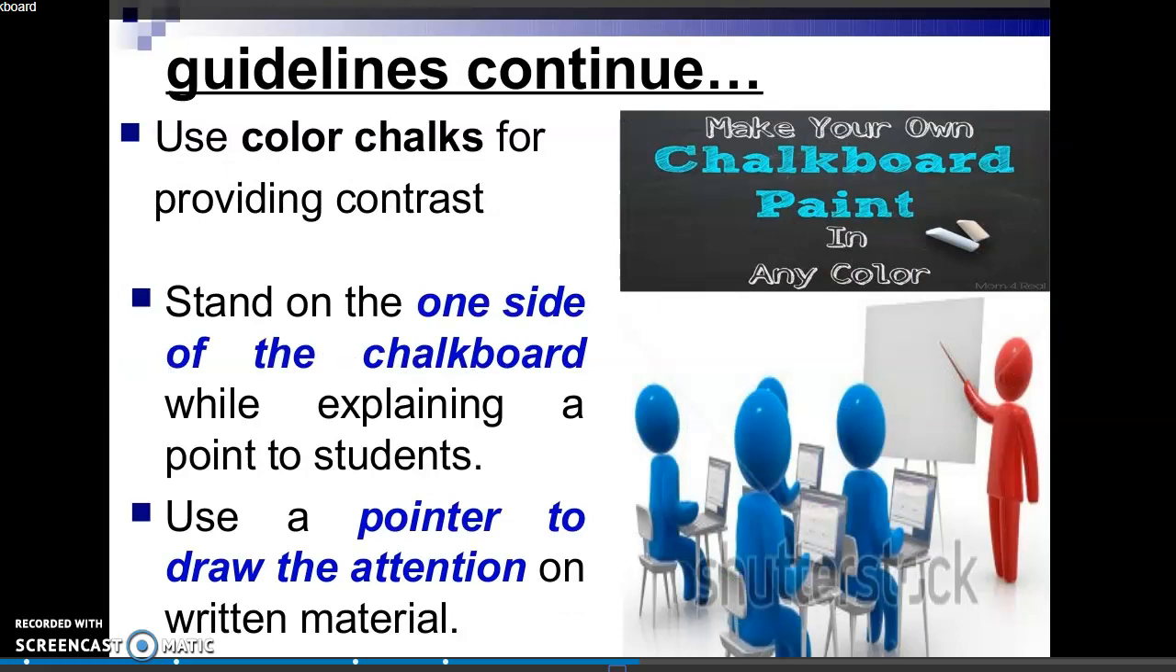Use colored chalks for providing contrast. It can be very easy for pupils to catch the points of the topic. Stand on one side of the chalkboard while explaining a point to students. Use a pointer to draw the attention to written materials.